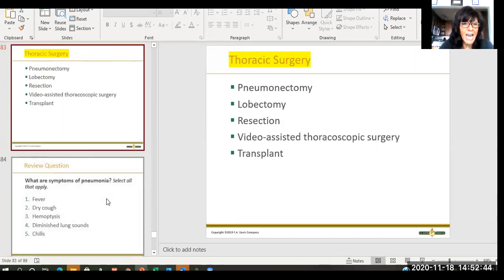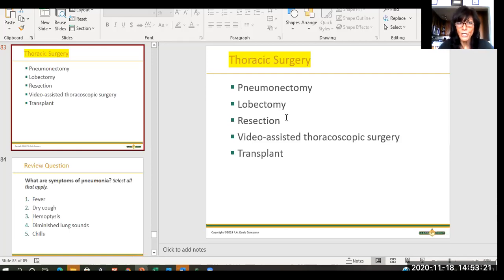And then I didn't even get into thoracic surgeries except to say, know the names. Pneumonectomy, lobectomy, resection, wedge resection, right? We're not going to get into these now, but a pneumonectomy is removal of a lung. A lobectomy is removal of a lobe of the lung, which, by the way, we have 5 lobes, 3 on the right and 2 on the left. Right lung, 3 lobes, left lung, 2 lobes, total of 5. Lobectomy is removal of a lobe.